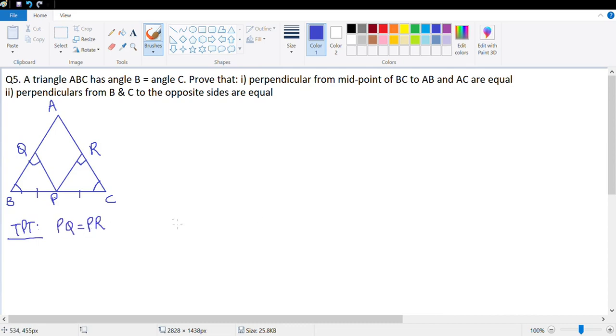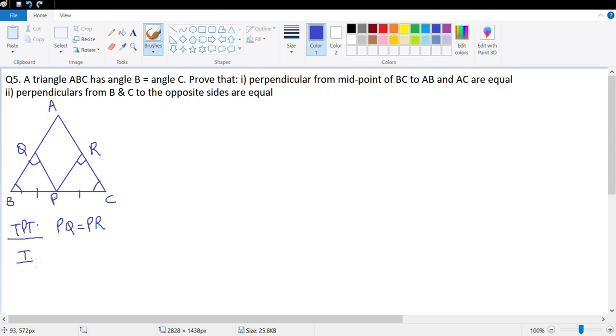So let's look at these two triangles which are forming, BPQ and CRP. I have two angles equal and one side equal. Angle B is equal to angle C, angle Q is equal to angle R, and BP is equal to CP. So this is basically an angle, angle, side test. Let's just write that down.